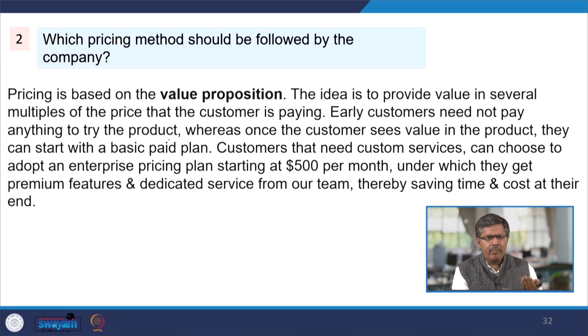So, free without any price and all. So, they can experiment, check and all. And once the customer sees the value in the product, they can start with a basic paid plan. Customers that need custom services can choose to adopt an enterprise pricing plan starting at $500 per month, right. And they are expanding very fast, they are getting many clients across the world also, under which they get premium features and dedicated service from the team, thereby saving time and cost at their end.